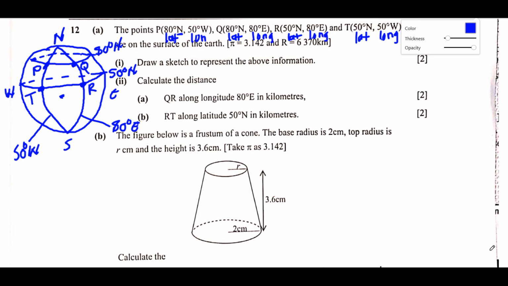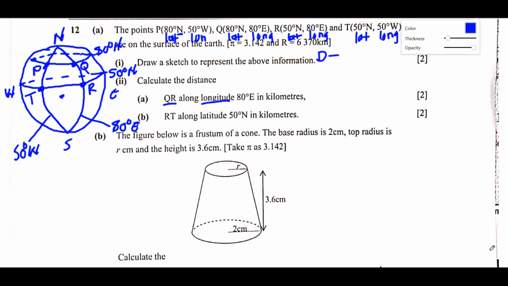We move on to Roman number 2. Here we need to do some calculations. Calculate the distance QR. It's along the longitude. Whenever you are told to find the distance along the longitude, you need to find a difference in latitude.